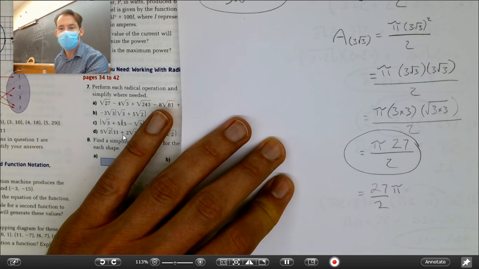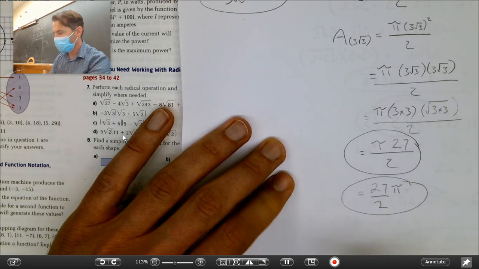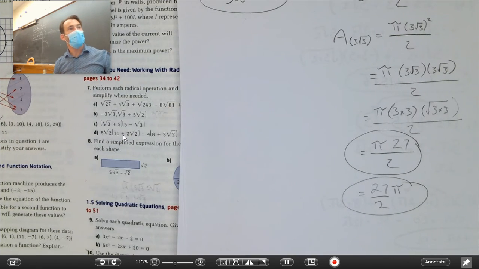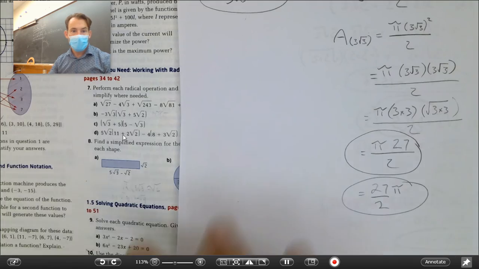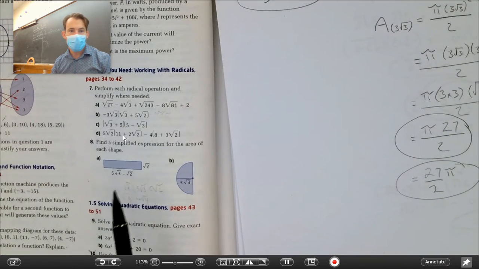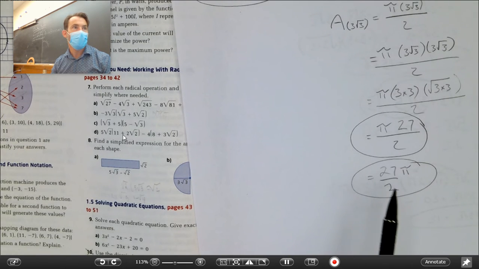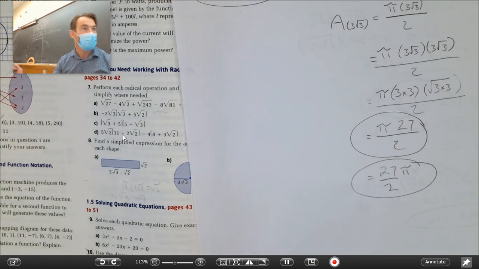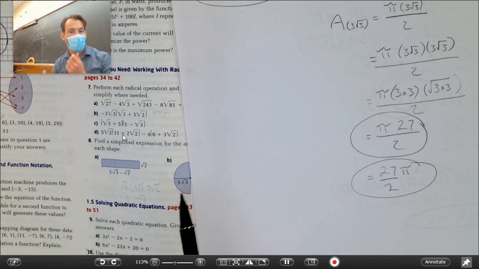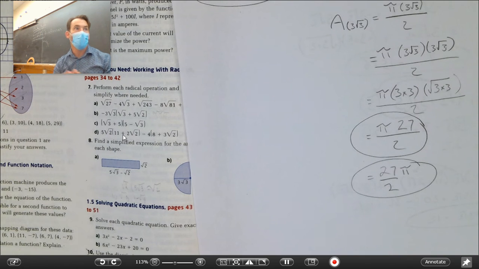Do you have to put the pi in the final answer? If you evaluate for pi, like you put in your 3.14, you've left the realm of exact answers and you've entered the realm of approximations. So this one said, find a simplified expression for the area of each shape. This is a simplified expression for the area of that shape. And in fact, it's an exact representation of the area of that. If I put in a decimal for a radical, or I put in a decimal for pi, then I've already made that an approximation.